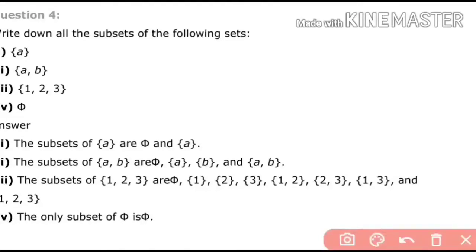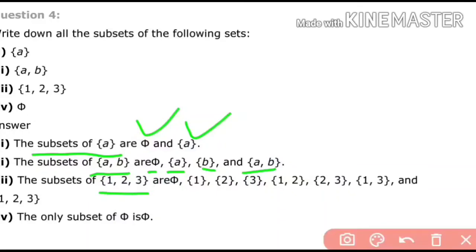Okay, write down all the subsets of the following sets. You have to write the subsets. Here the subsets of A will be 2 sets. One is the null set and one is the A set. Every element has one null set as a subset and one is itself. Second, the subsets of these are: one is the null set, then you take the single element A and make a set, second is B, single element, and make a set, and both elements you take as a set, so in total we have 4 subsets.